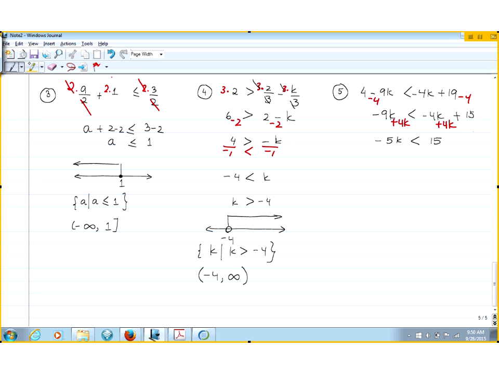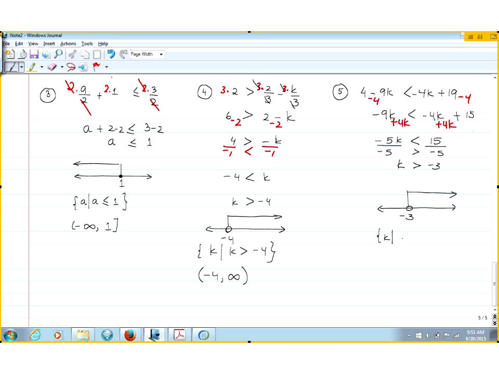Good. And then divide both sides by -5. Remember to switch the sign. So right here, when I write division by -5, I switch the sign at that point. So K is greater than -3. All right. So -3, open, and the arrow will point to the right.